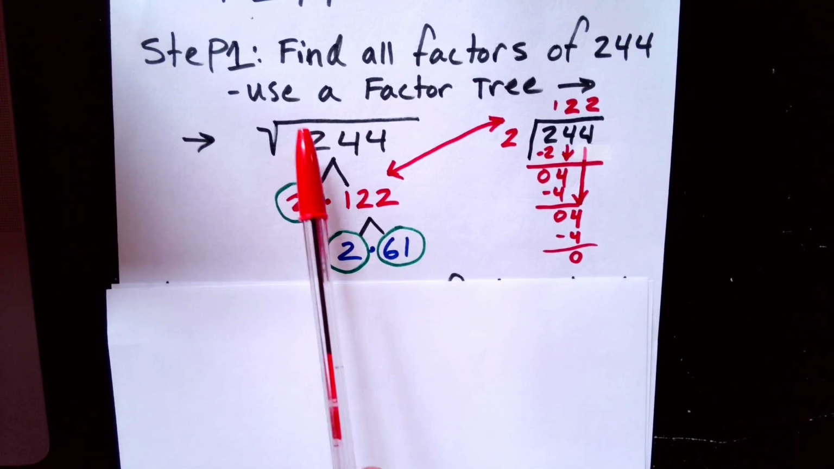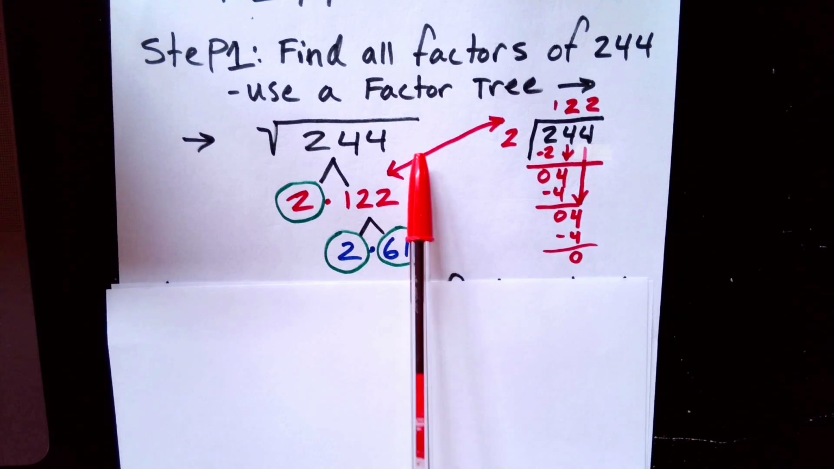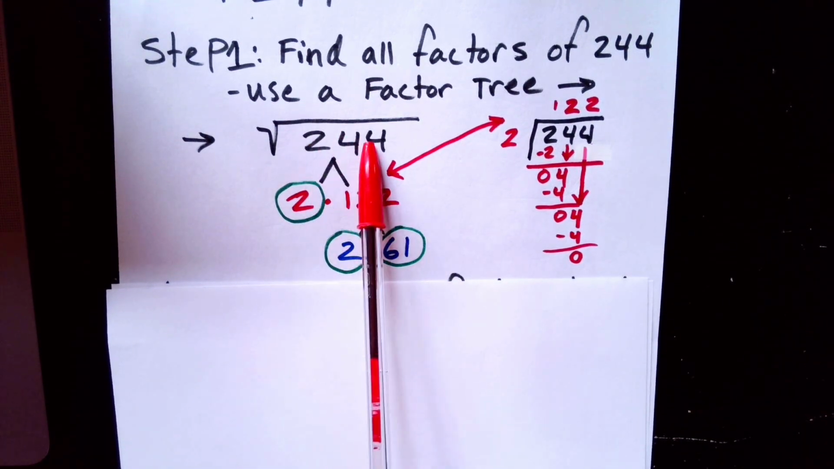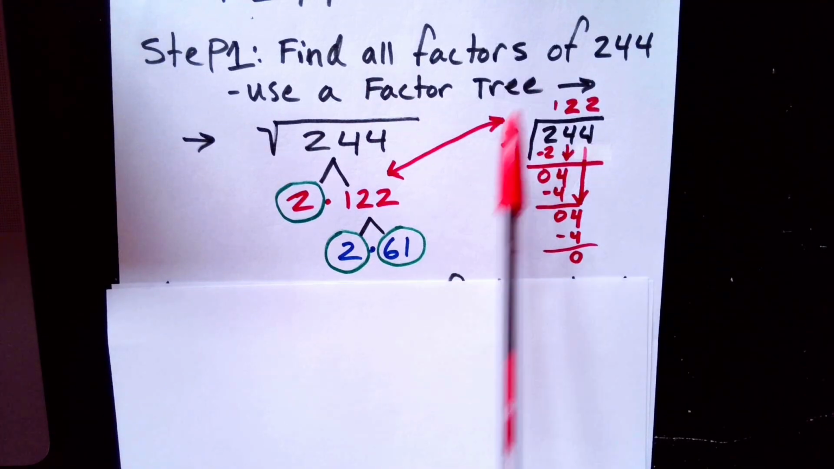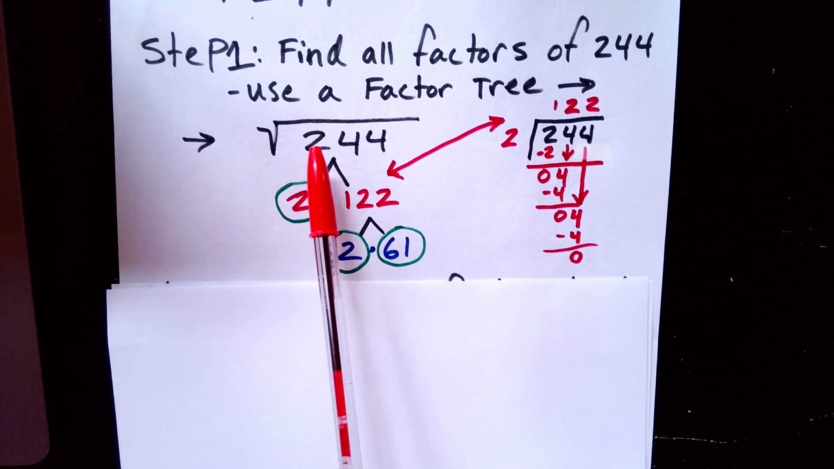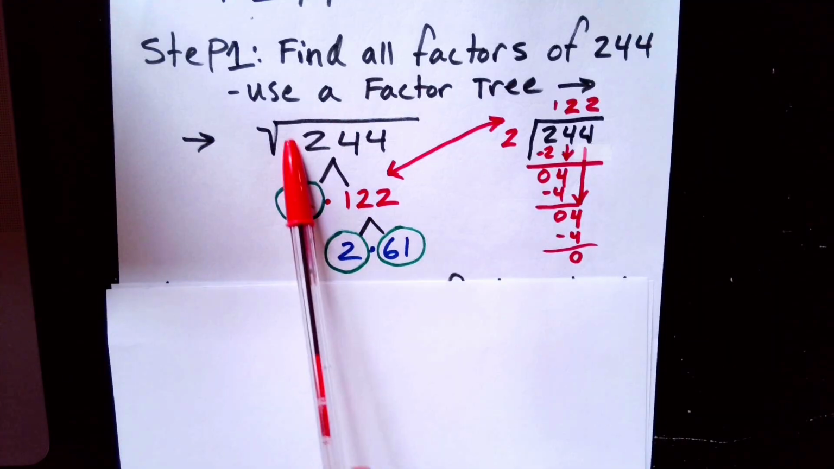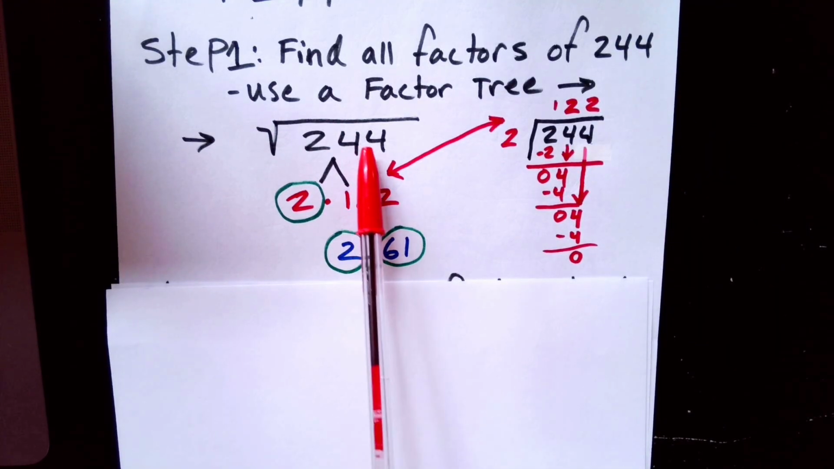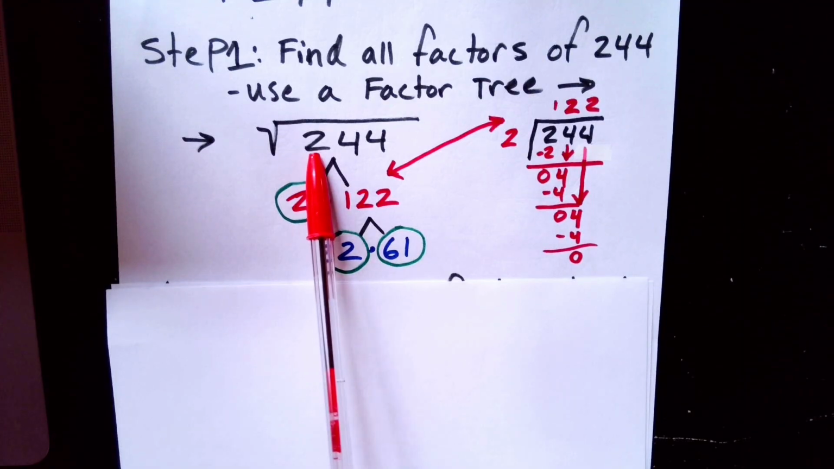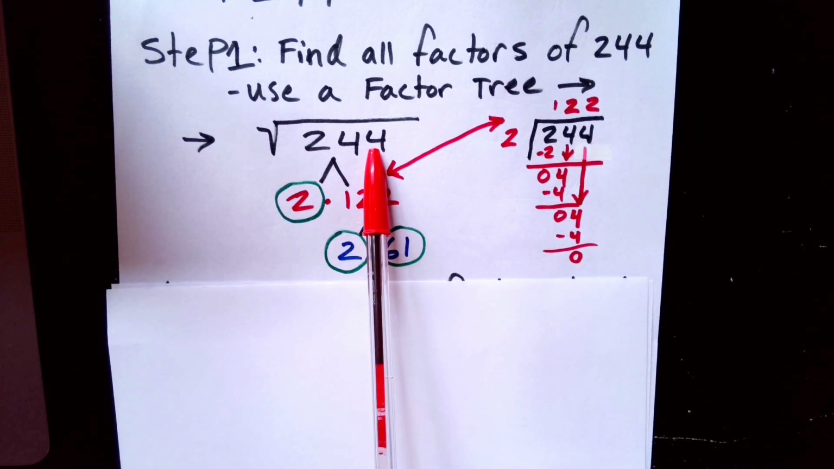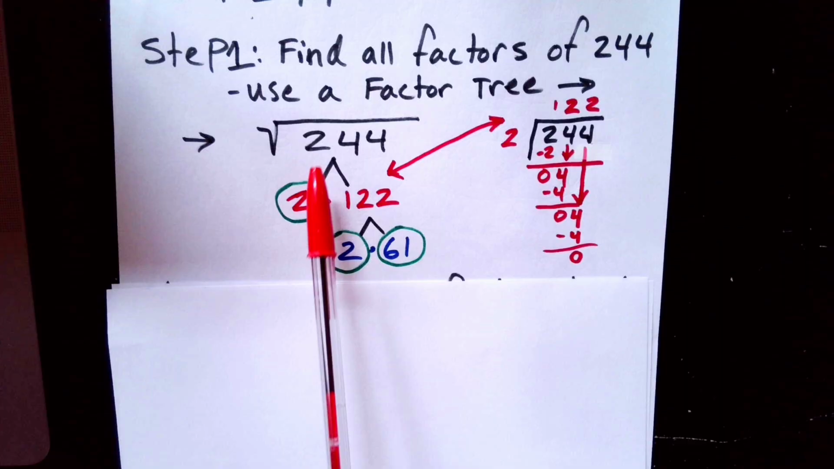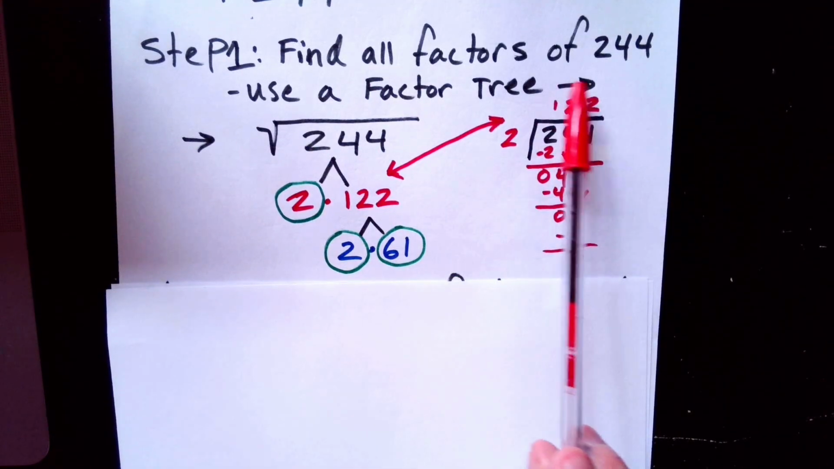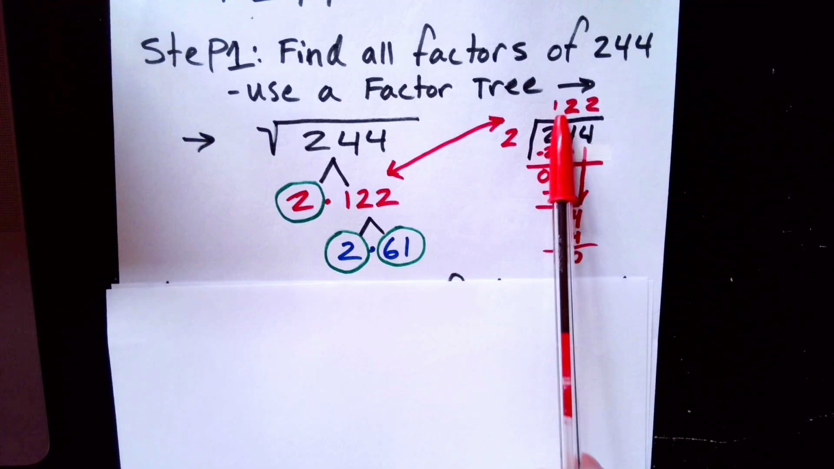So we have the square root of 244. Now I am manually going to simplify this square root by using the factor tree. And I want to determine all of the numbers it takes to multiply to 244. So what I did, recognizing that there's a 2, a 4, and a 4 in this number, I know that 2 can be divided evenly into 244. So that's what I'm showing you here, the long division.